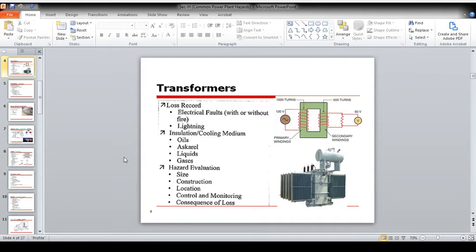Next discussion is about circuit breakers or switchgear. This is a picture of a circuit breaker or switchgear. You can have a potential ignition source here because of the switchgear situation. Hazard evaluation needs to be done in terms of size, construction and location, and fire protection. All kinds of equipment need to be there.